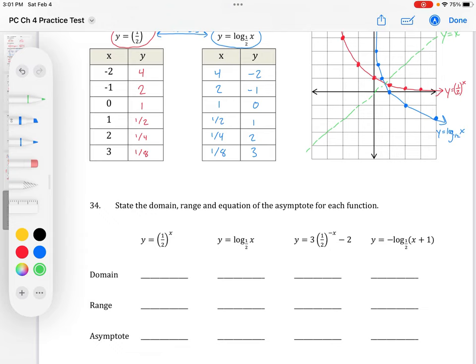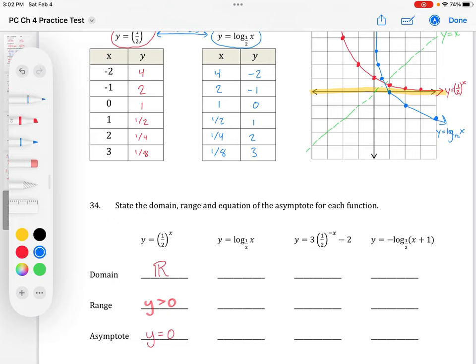So the first function is the graph we created for 1/2 to the power of x. You can plug anything in for x. So the domain for that one is all reals. And then notice, I'm going to grab a highlighter here, that line levels off at y equals 0. So that is your asymptote, and it also relates to your range. The range is y is greater than 0, and then your asymptote is just y equals 0.